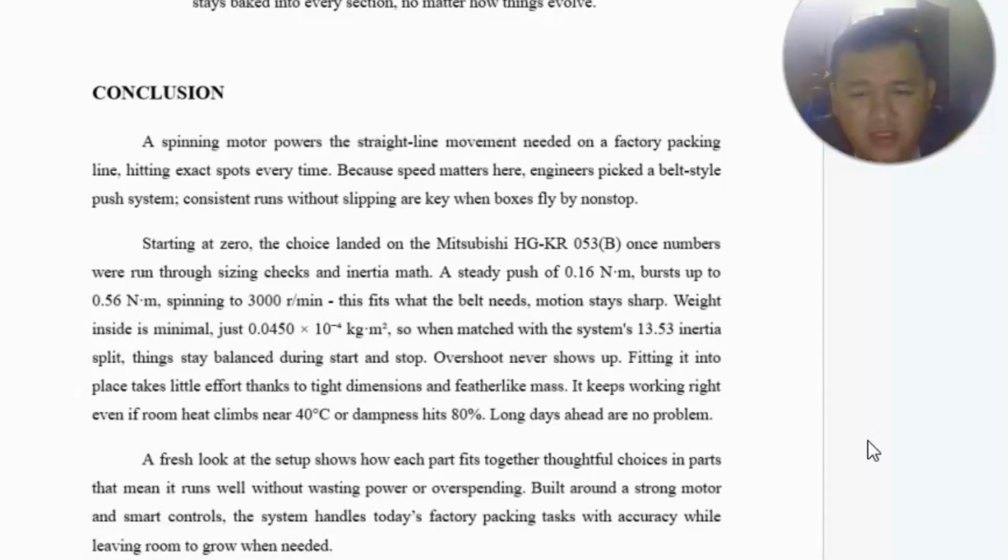A final look at the setup shows how each part fits together through choice in parts. That means it runs well without wasting power or overspending, built around a strong motor and smart control. The system handles today's factory packing tasks with accuracy while leaving room to grow when needed. That's all from me. Thank you.